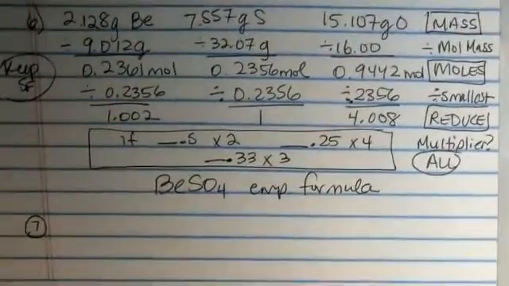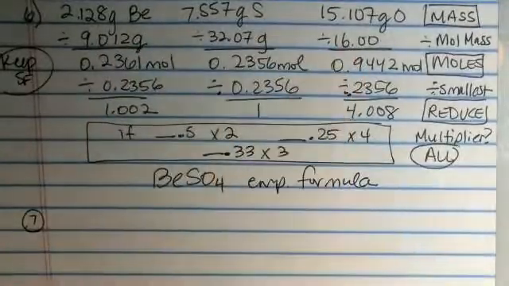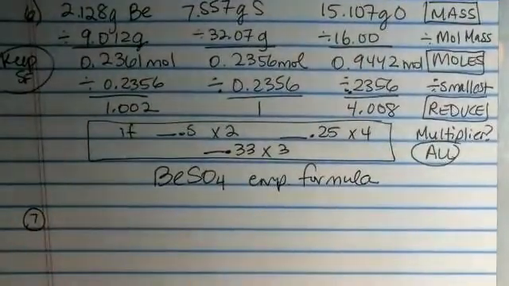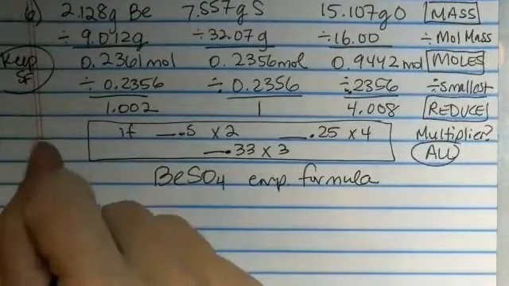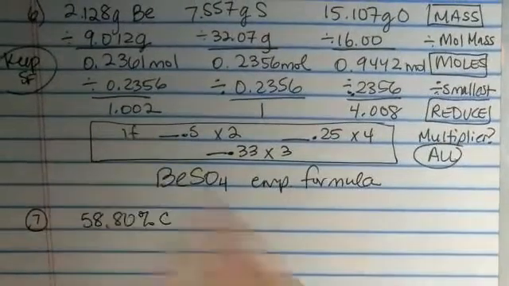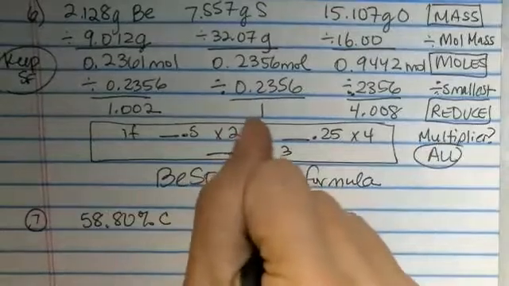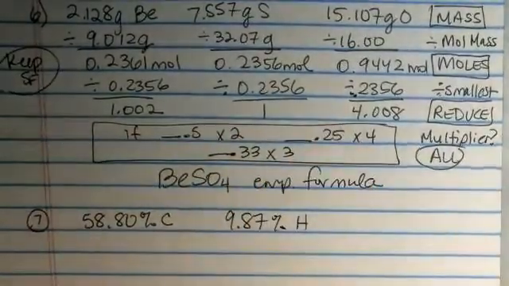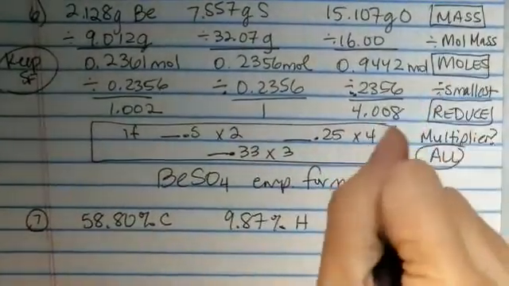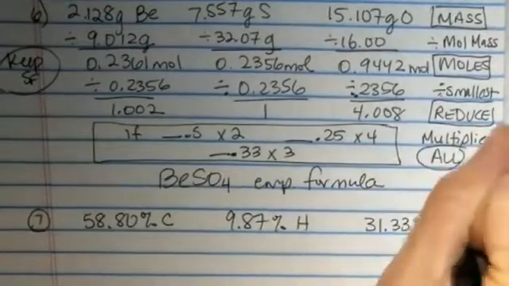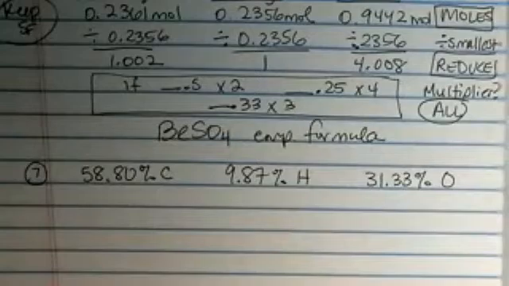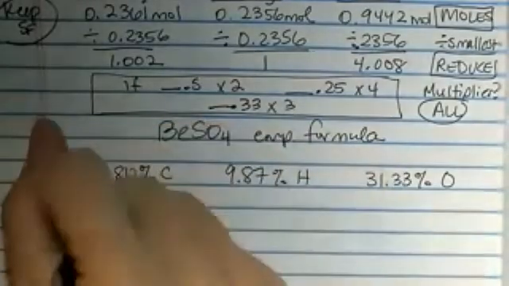All right. Let's say instead of given mass measurements, let's say we were given percent composition. So we fed it through the GCMS and the GCMS gives us a percent composition. And we've got a compound that is 58.80% carbon. And then we have 9.87% hydrogen. And then the last element, the oxygen, is 31.33%. So if you're given a percent composition, just assume that you have 100 grams of the compound, because then this is nice and easy.